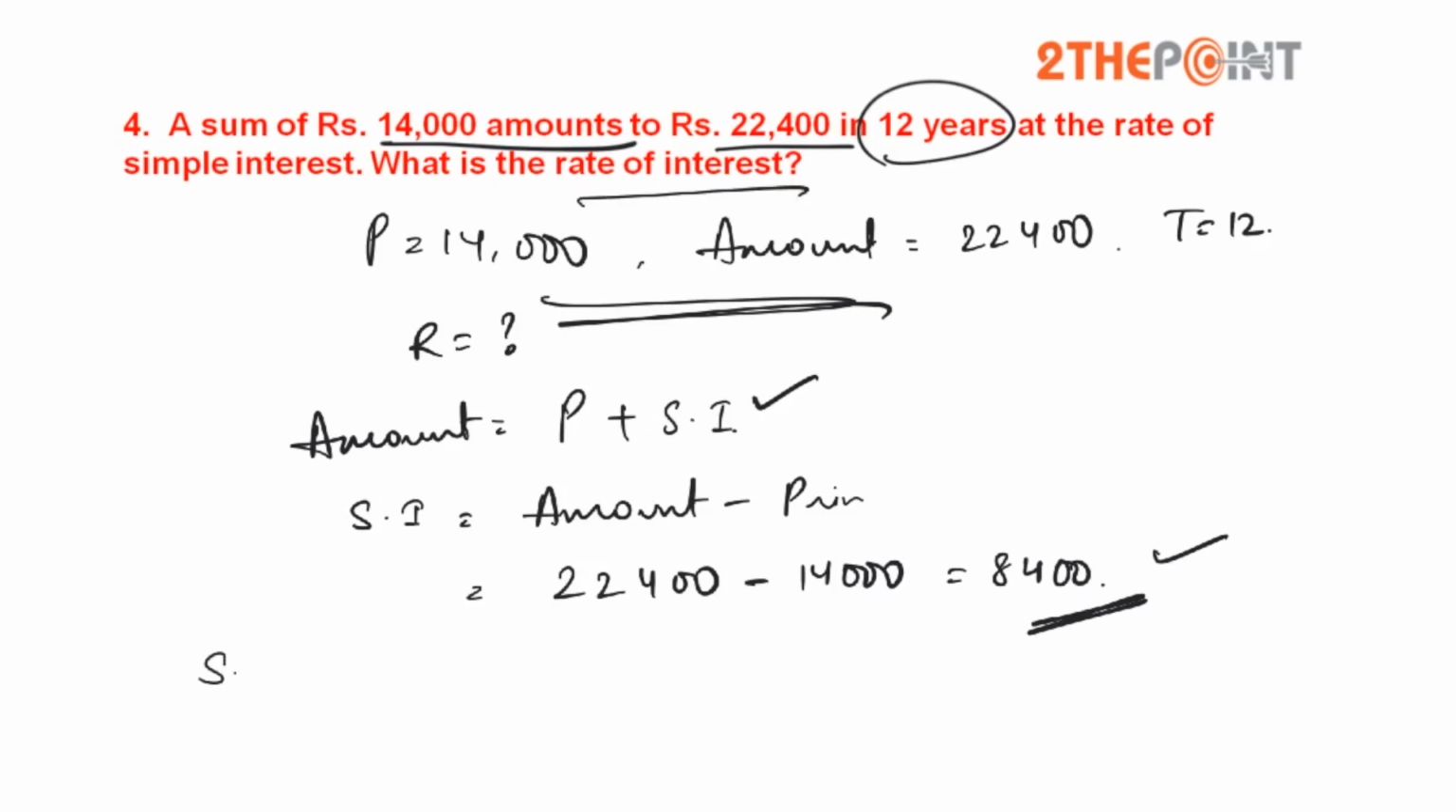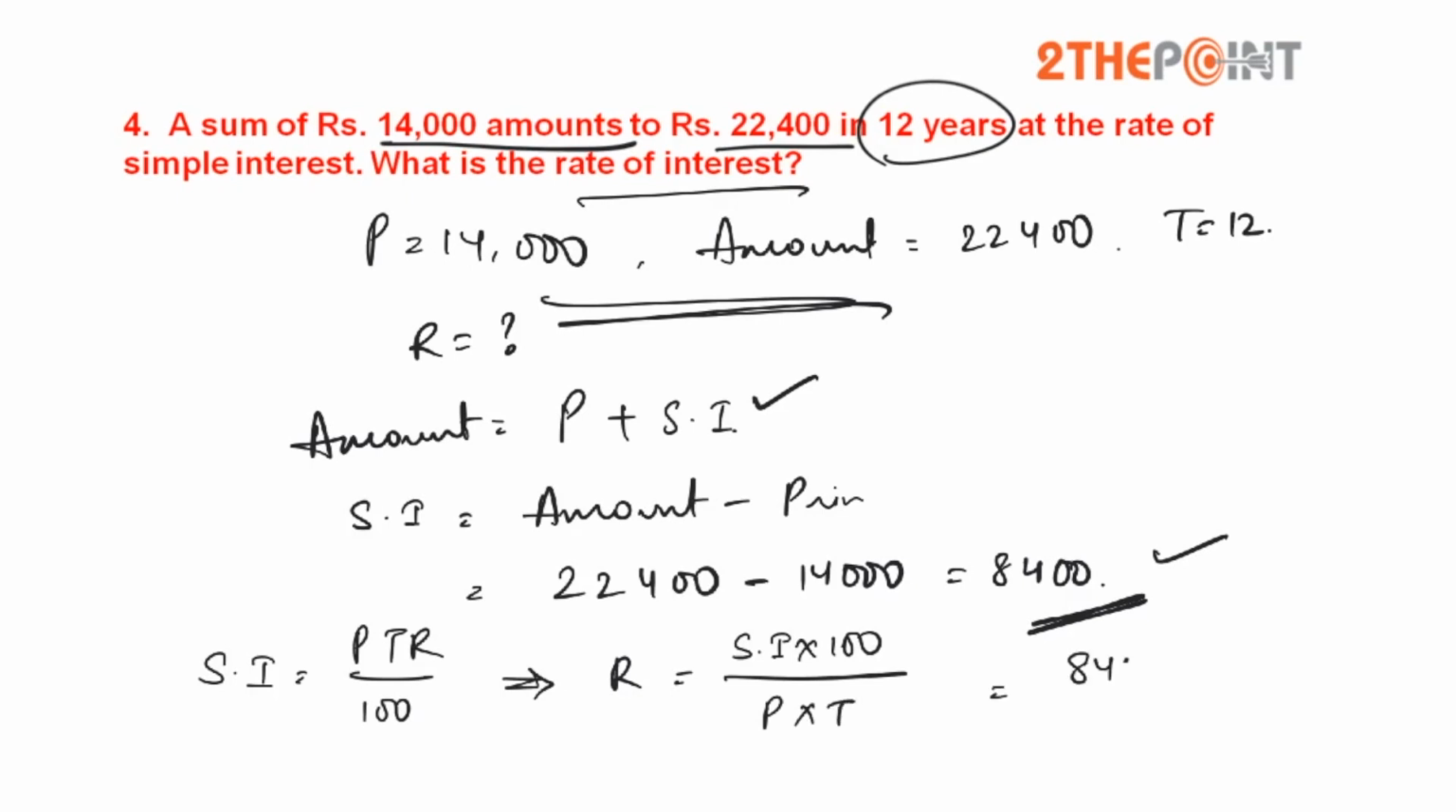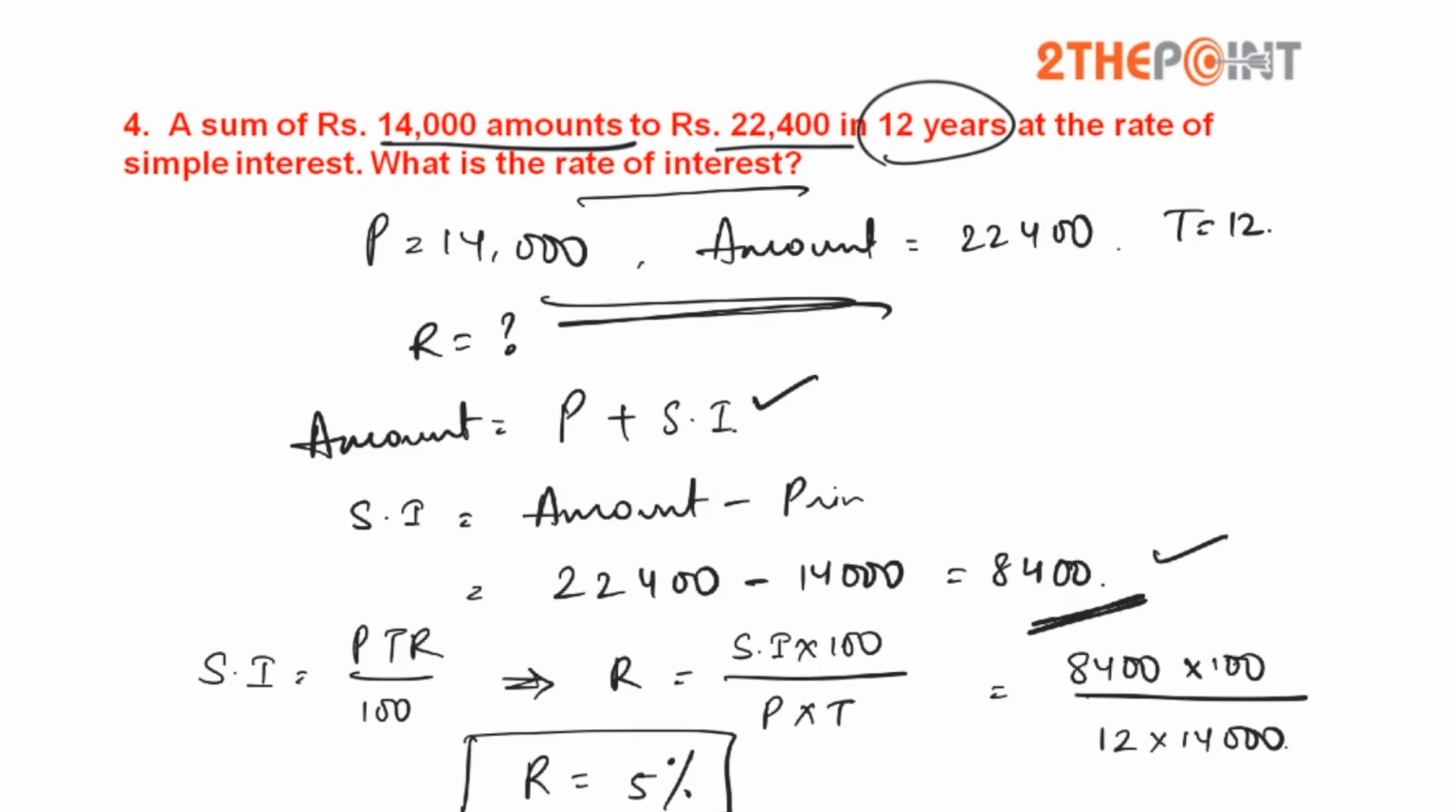We know that simple interest is equal to PTR by 100. Calculating for R, R is equal to SI into 100 by P into T, which is equal to 8,400 into 100 by 12 into 14,000. We get R is equal to 5%. This is the rate of interest.